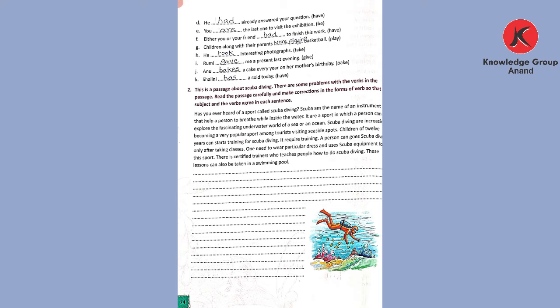Okay, so here we used present continuous, simple present tense and past tense, and the past tense form of have is had. Now in the second exercise, a paragraph is given. This is a passage about scuba diving. There are some problems with the verbs in the passage. Read the passage carefully and make corrections in the form of the verb so that the subject and the verb agree in each sentence. Okay? It is on page number 74 and I shall read it for you.